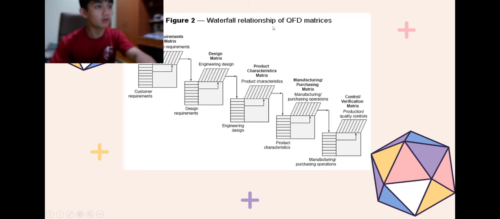And this is the waterfall of relationship of quality function matrices. Requirement metric, design requirement. So then we go to the engineering design, then product characteristic, then manufacturing, purchasing operation, last but not least, production and quality control. Okay, that's all from me for the subtopics.